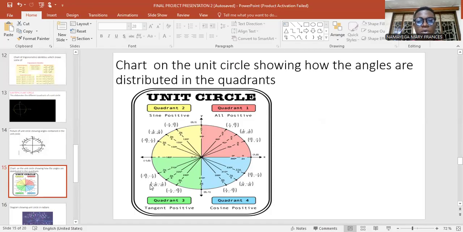Because here, as we have here, all of them are positive. Here sine is positive, and the others are negative. Then here tangent is positive, and the others are negative. Cosine is positive, and the others are negative.